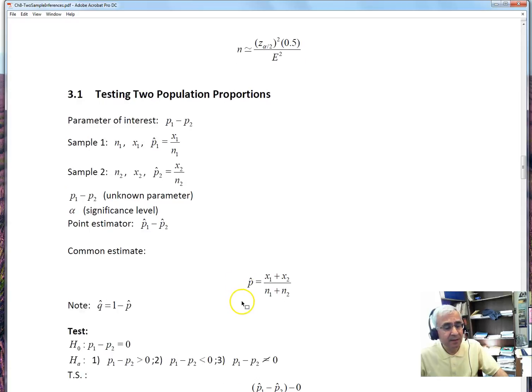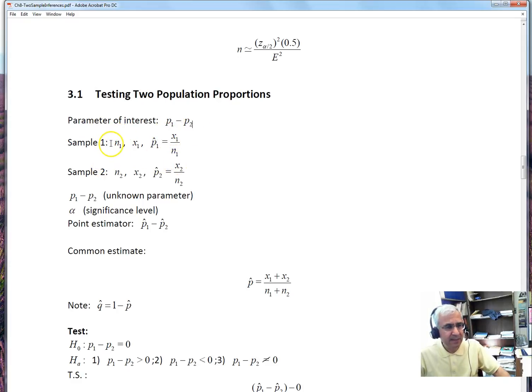For testing hypotheses, same idea. The parameter we want to test is P1 minus P2, and in this case we want to know whether P1 minus P2 is equal to 0, greater than 0, or less than 0, which means the two populations have equal parameters, or one is larger, or one is smaller.